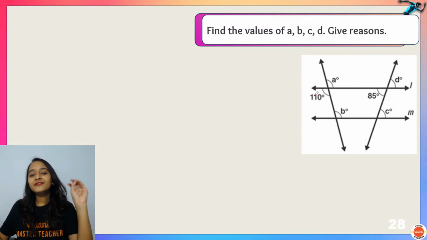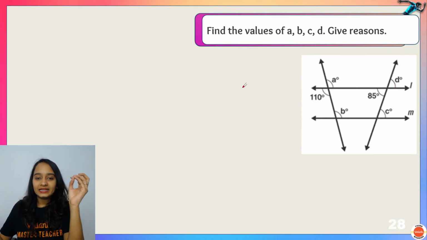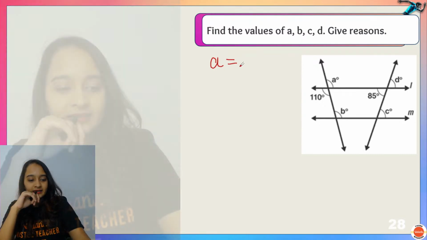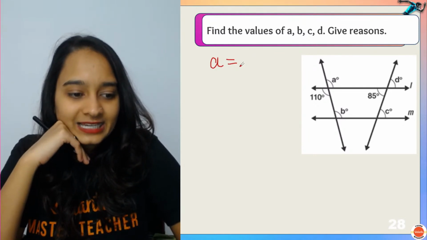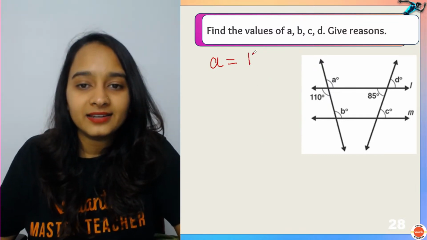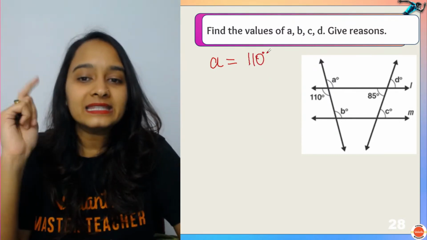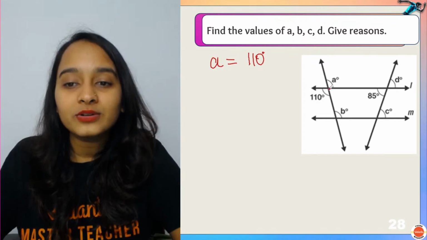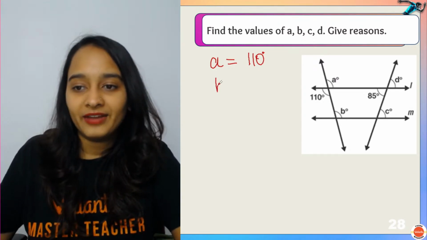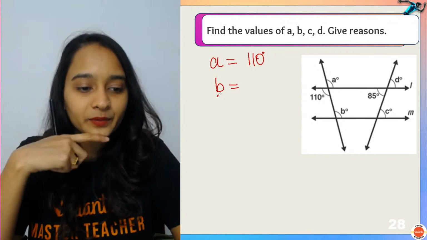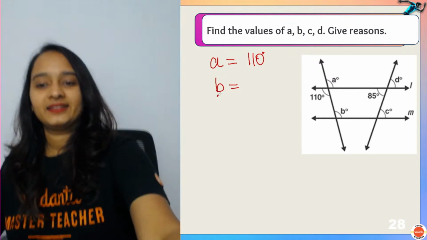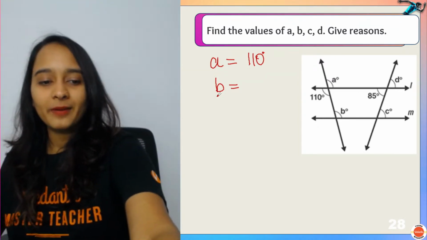Find the values of A, B, C and D. So first let's start with A. Can somebody tell me what is the value of A here? A is 110. Why? Give me the reason. Why is A 110? Very good. They are vertically opposite to each other. So this will be 110. Very nice. Can somebody tell me B? What is the value of B?